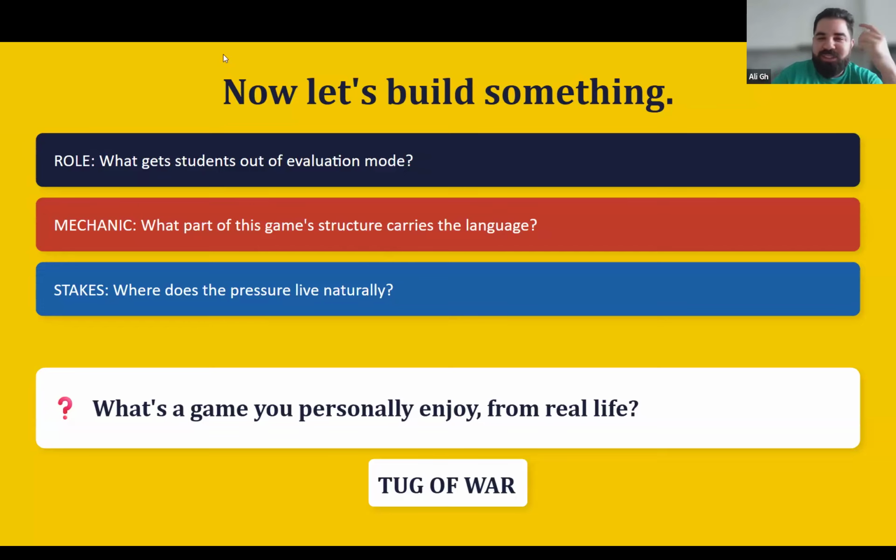Now think about how on earth I'm going to use tug of war in an English game. See, I just get the mechanic of it. I don't need the whole game. I just need the idea, the mechanic of the game and how it would work. So I'm going to take my topic, whatever it is. I'm going to have these questions on the board.